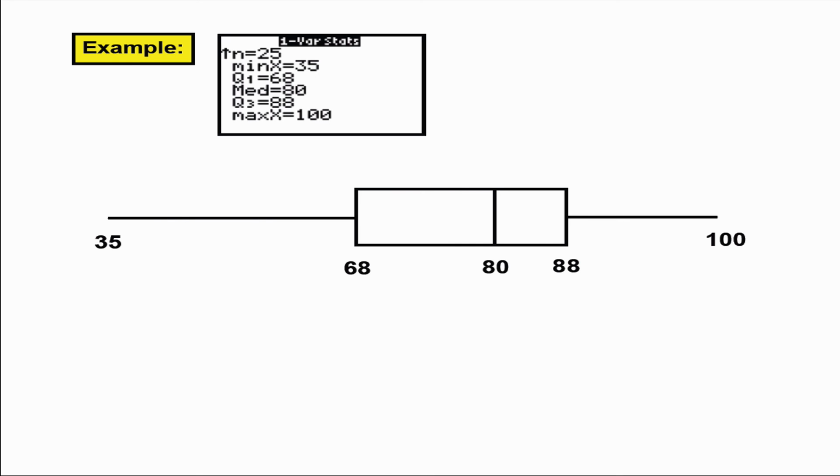So as you see, I have labeled the minimum value 35, the maximum value 100, Q1 68, Q3 88, and the median value of 80.